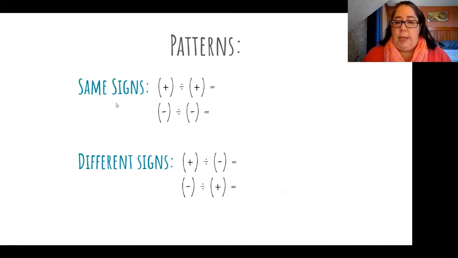And so for this slide, we're also going to be looking at the patterns and comparing them to multiplying. So when we divided a positive divided by a positive, we got a positive answer. And a negative divided by a negative was also a positive. So here we can see that when the signs are the same, we get a positive answer, just like in multiplying. And when we have different signs, a positive divided by a negative was a negative, and a negative divided by a positive was also a negative. So here, just like multiplying, when the signs are different, we're going to get a negative answer.